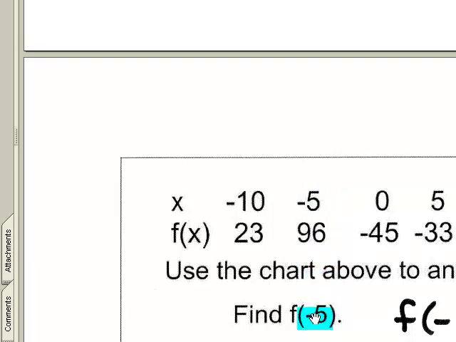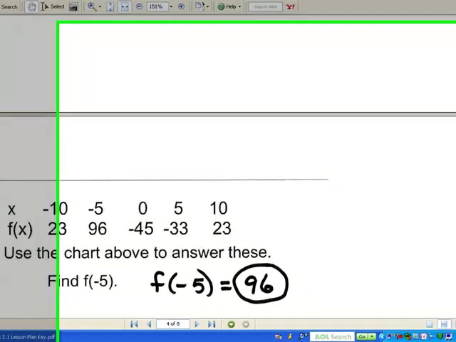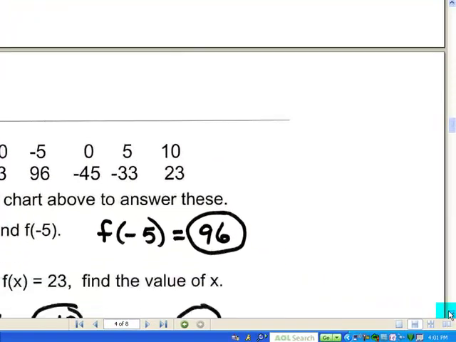So when I say find f of -5, -5 is an x value. When I put in -5, I get out 96. Therefore, f of -5 is 96. That's my answer. Input -5 to get an output of 96.